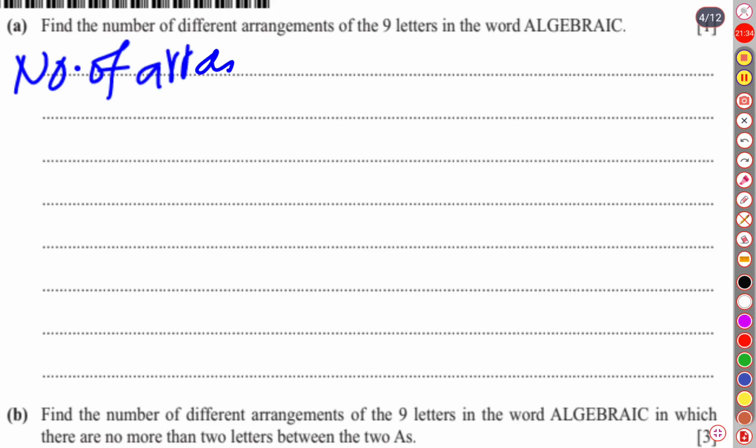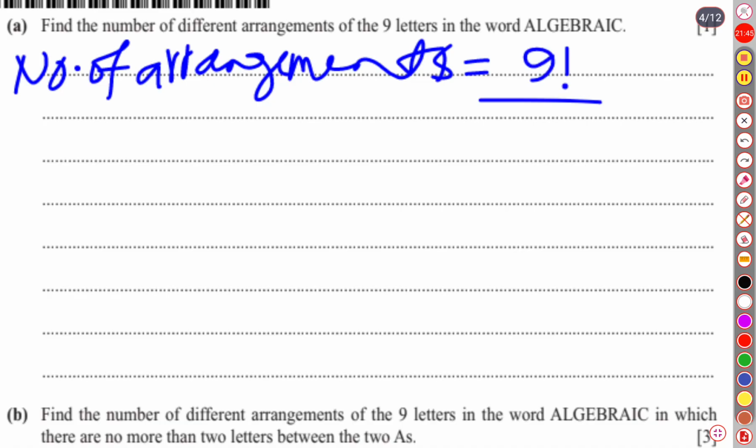For arrangements we apply the concept of permutation. So there are 9 letters, so 9 factorial ways they can be arranged, and we will just divide by the number of identical letters. Let us see how many identical letters there are. There are only 2 A's as identical, so it will be divided by 2 factorial. So if we divide 9 factorial by 2, it is going to be 181,440.